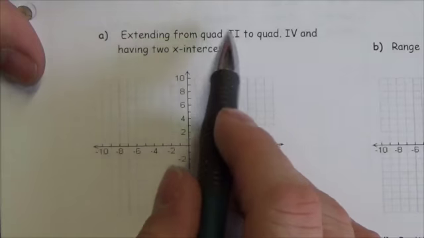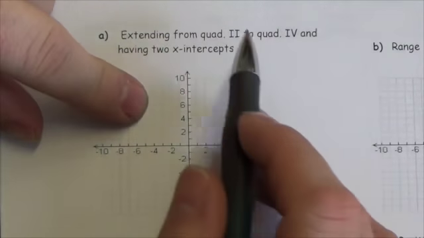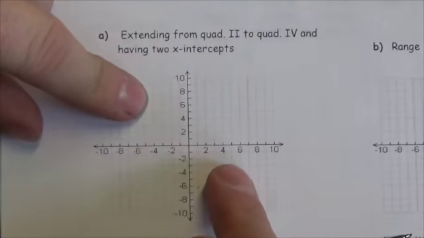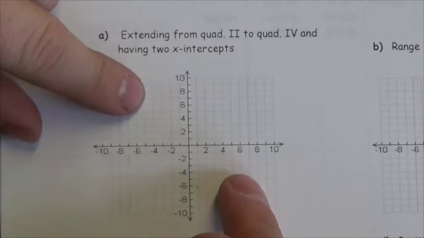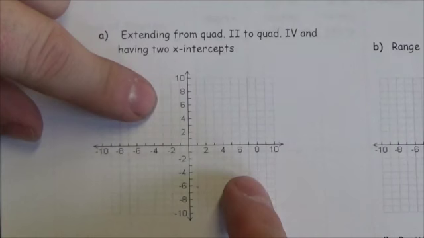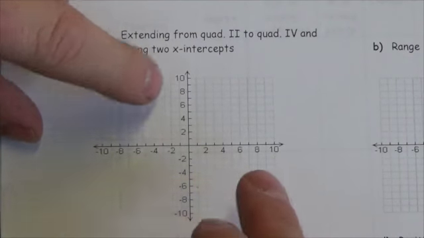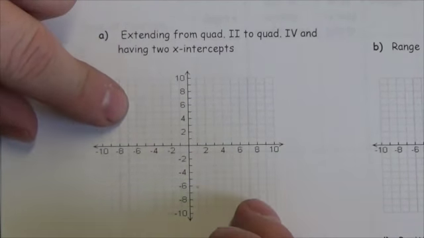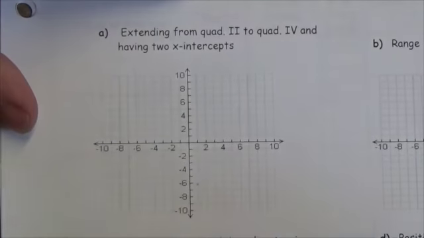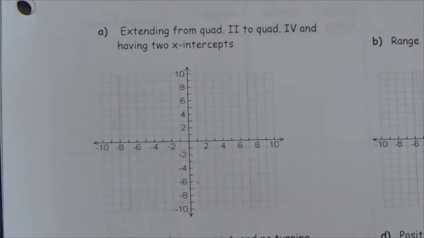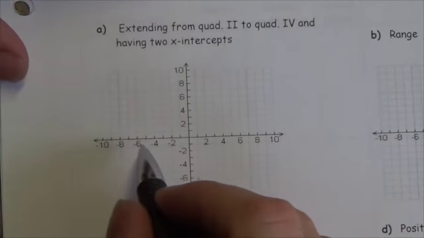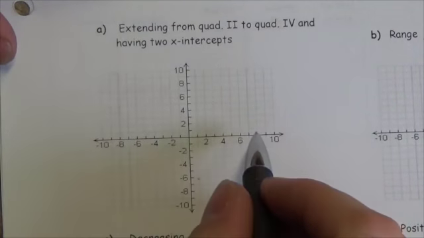So extending from quadrant 2 to quadrant 4, having two x-intercepts. If it's going from 2 to 4, that has to be an odd negative degree. Odd degree negative function here. Now to have two x-intercepts, the smallest odd that I can think of would be a cubic. But a cubic is naturally going to want to have 3. But I don't want that.